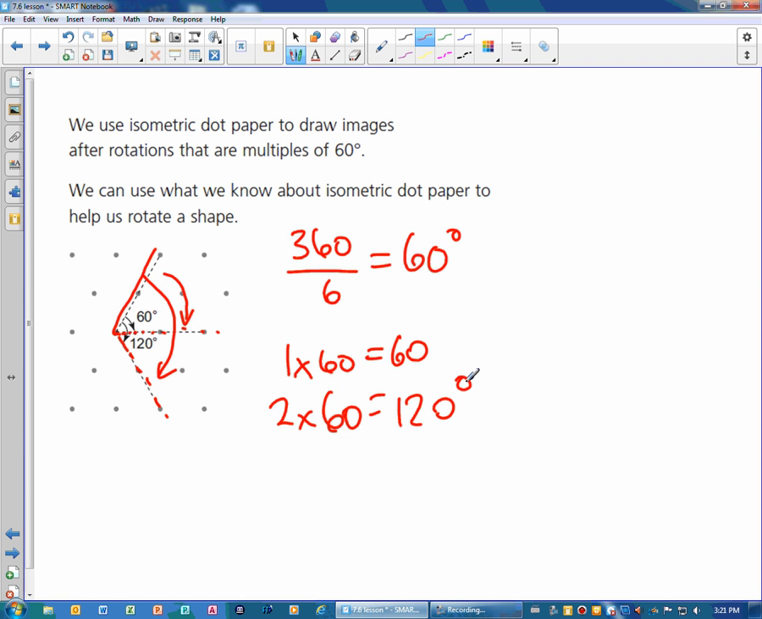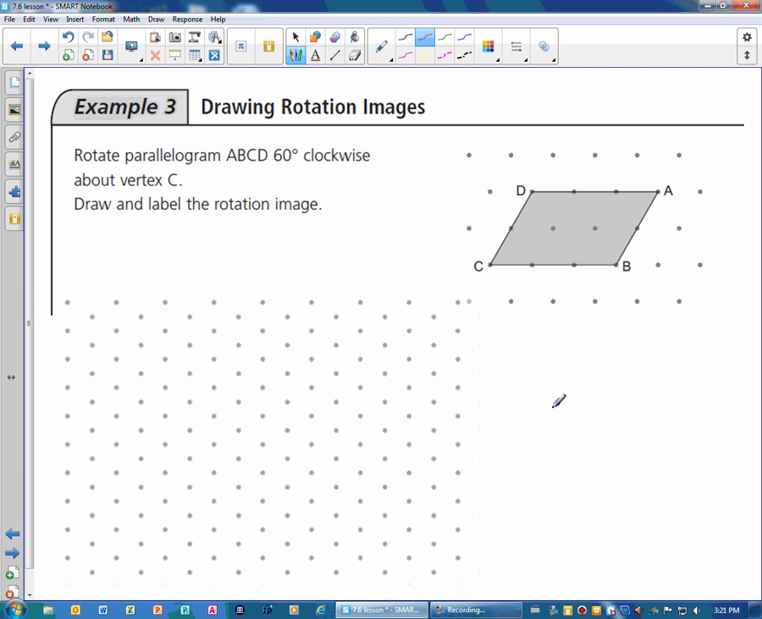how many times you need to rotate on isometric dot paper. So this example says rotate parallelogram ABCD 60 degrees clockwise about vertex C. About vertex C means stick your pencil on point C, and that's the point that's staying still. And then draw and label the rotation image. I'm not going to freehand this. I'm going to use straight lines to help me draw this.